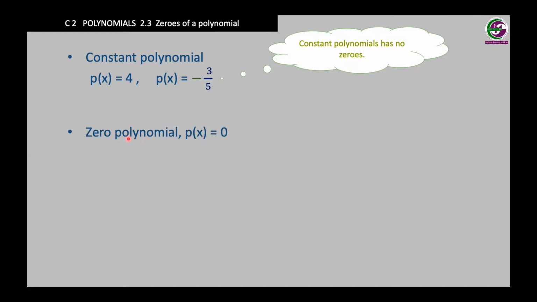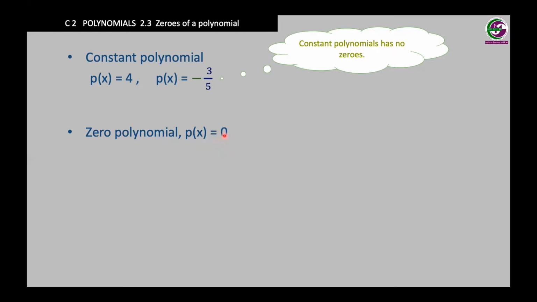The zero polynomial is just one situation. In the whole world, we have only one case, what is called a zero polynomial, when the polynomial is just a number 0. So the number 0 itself is called a zero polynomial. And can you guess what will be the 0 of this polynomial? The 0 of a zero polynomial.